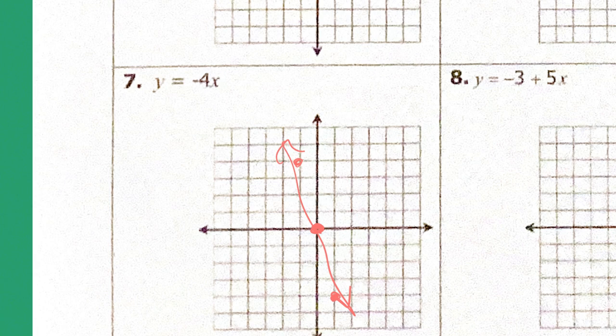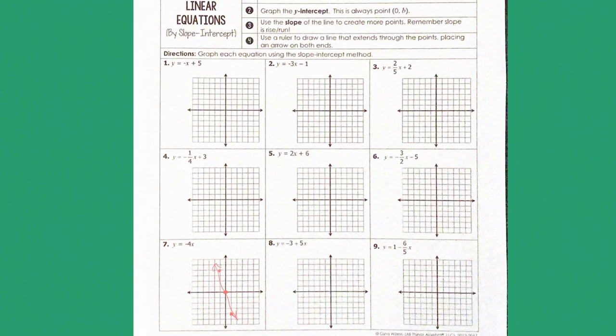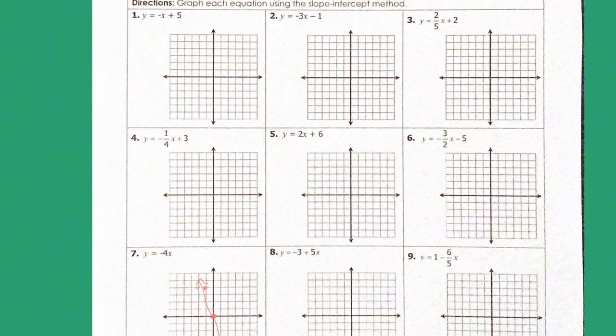All right, what do you think? Can we do it? Okie dokie. 1 through 9. Knock that out.